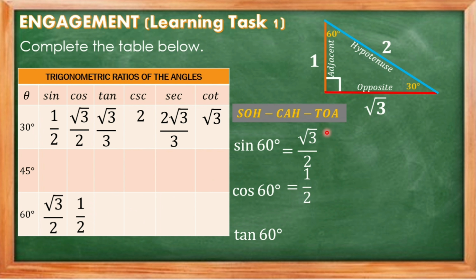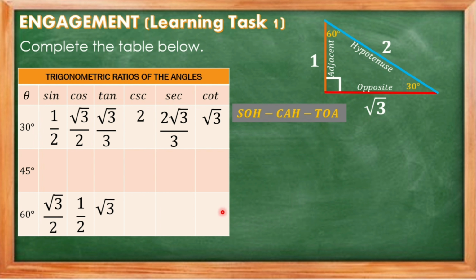And then yung tan 60 degrees, TOA naman yung gagamitin natin. So, tan is equal to opposite over adjacent. So, ang opposite natin ay the square root of 3 over adjacent na 1. So, we have the square root of 3 over 1 or the square root of 3.